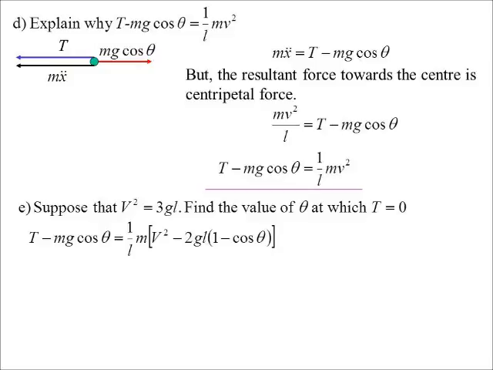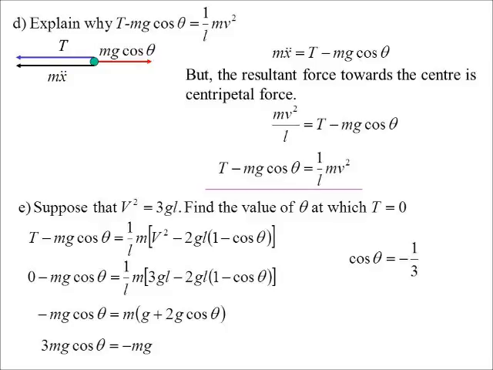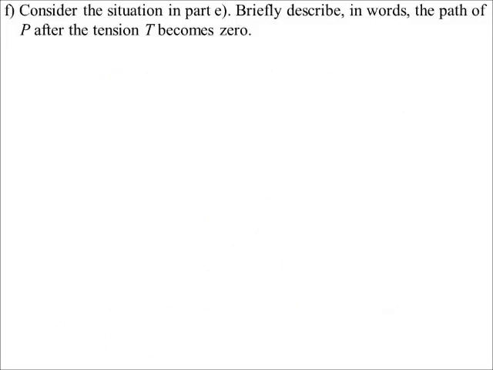All right, let's find that value. So we'll sub in for v squared. We're going to sub in 3gl. We're going to make tension equal to 0. And eventually we'll get cos theta. Okay, there it is. It's when cos theta is equal to minus a third. So I've got the answer in radians: 1.911 radians. Around about there. Once we've spun to 1.911 radians, that's when the string is going to go slack.